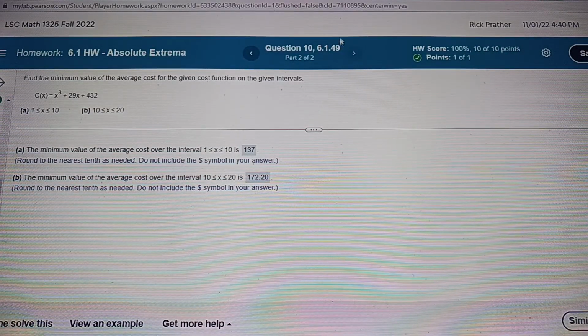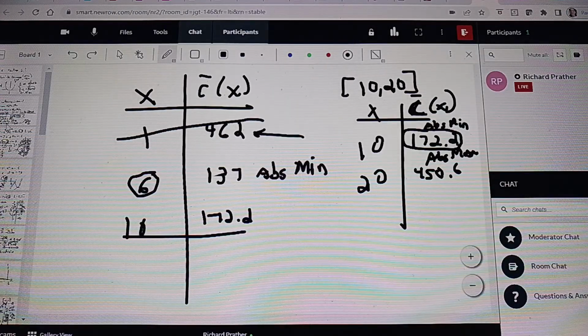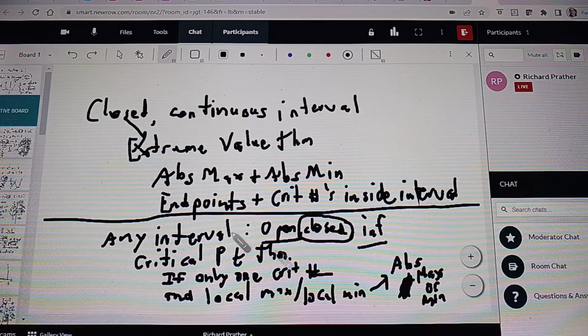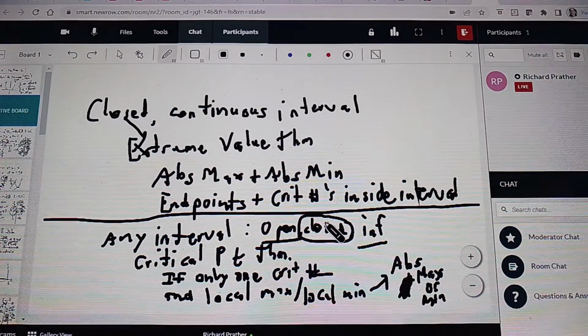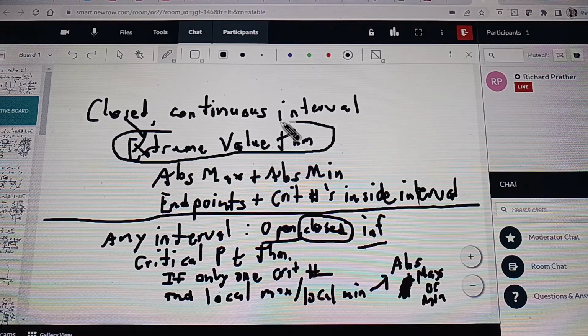Okay, so we finished 6.1, 100%, 10 out of 10 points. Again, it mostly comes down to these two theorems. But we saw one problem where neither one of them works. So the extreme value theorem is nice because then you're guaranteed to get answers. In fact, you're guaranteed to get both answers.